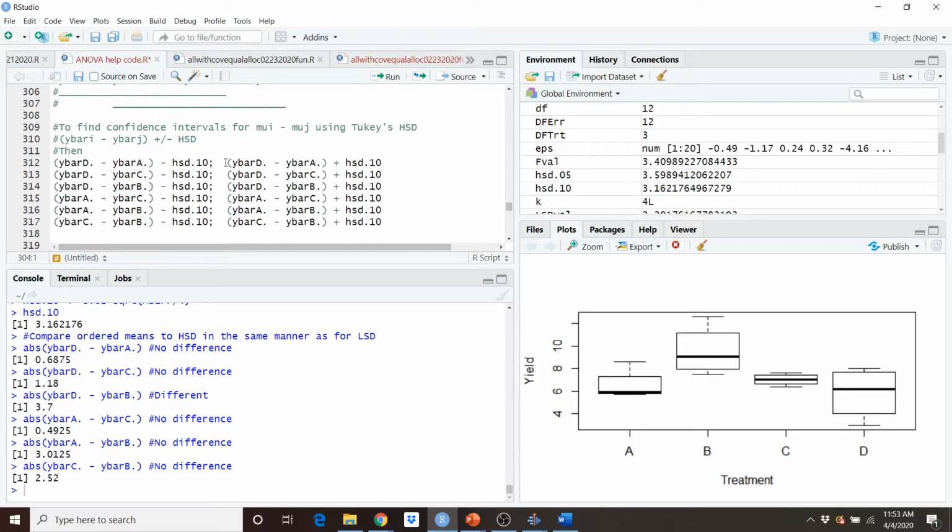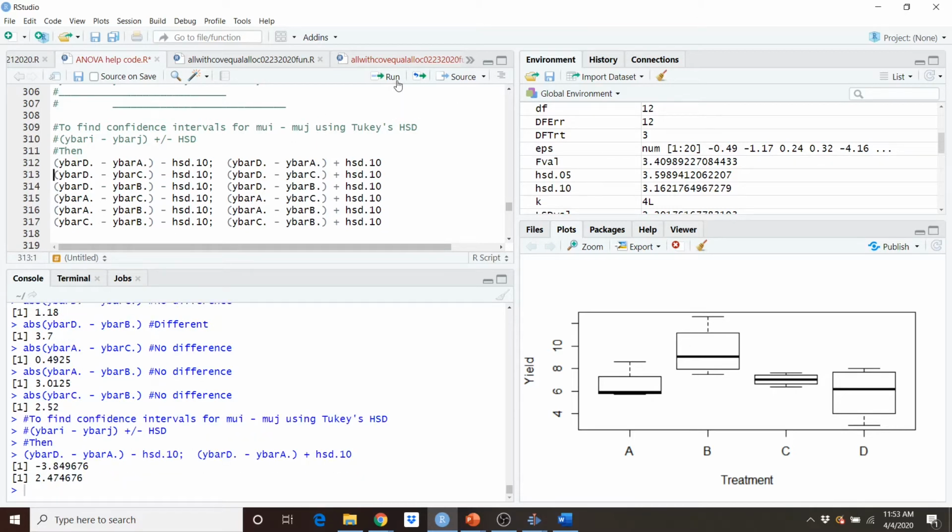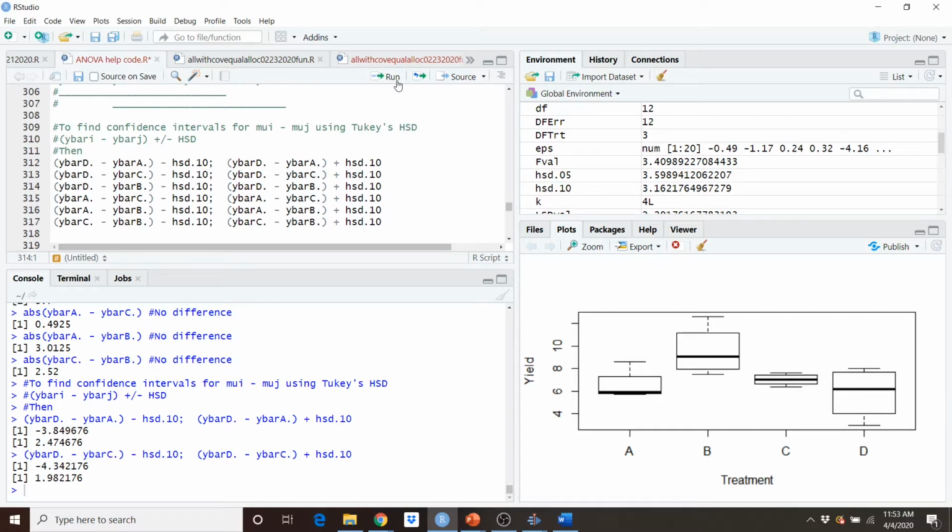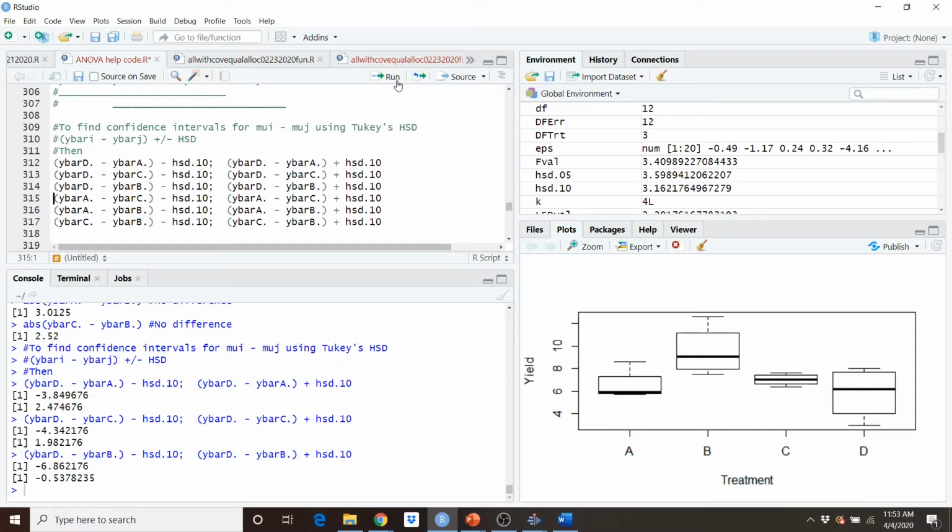And when we run these, we see that the confidence interval for D minus A is negative 3.84 to 2.47. Zero is in the interval, so these are similar. When we compare D and C, negative 4.34 to 1.98, these are similar. When we compare D and B, negative 6.86 to negative 0.53, we can see that these are different. Zero is not in the interval.